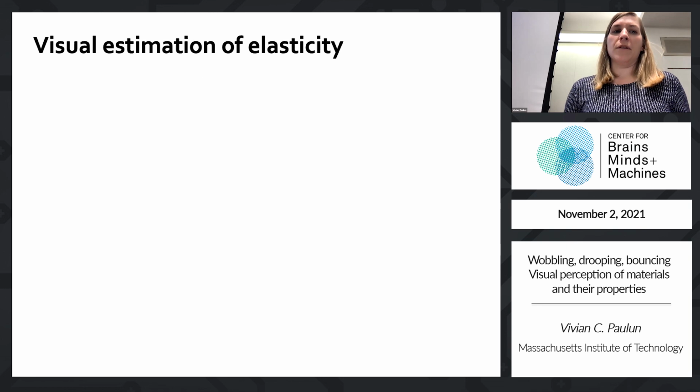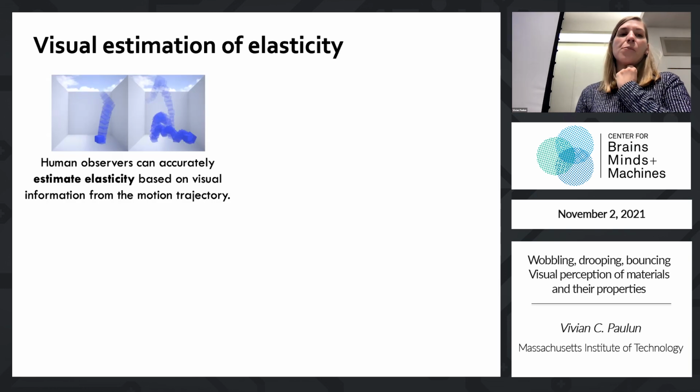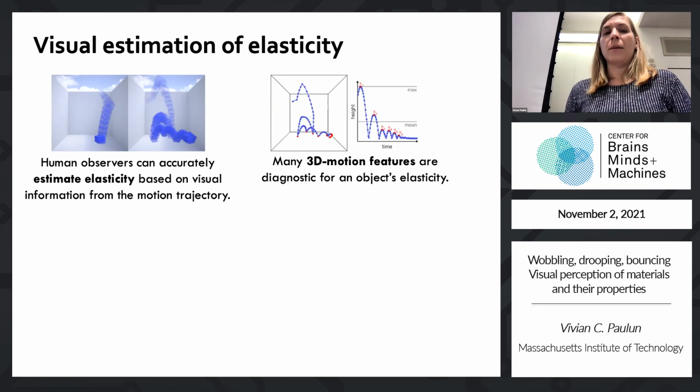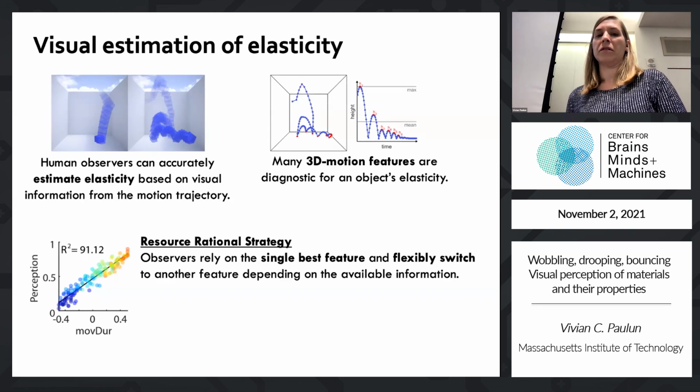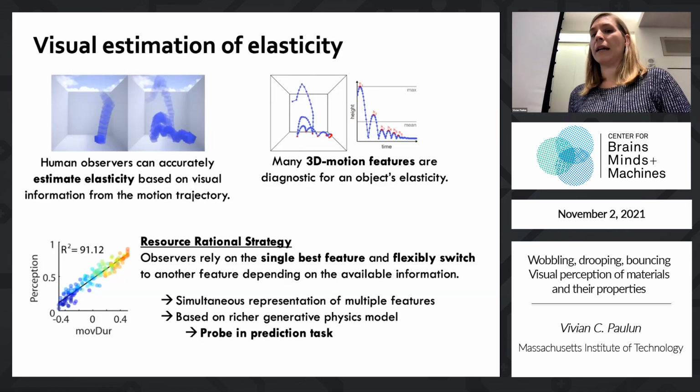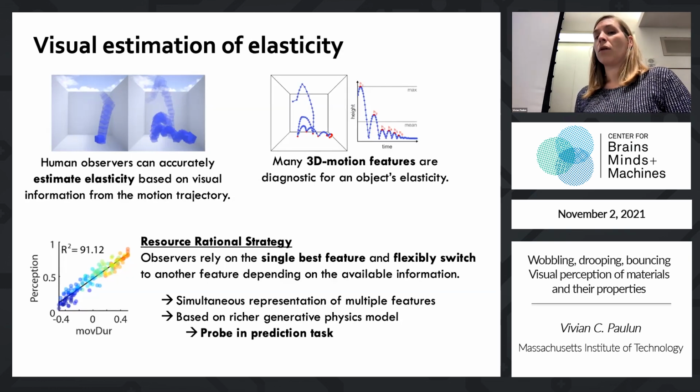Okay, so now I want to sum up this first part. Visual estimation of elasticity. We found that human observers can accurately estimate elasticity based on visual information from the motion trajectory. We found that many 3D motion features are diagnostic for an object's elasticity. And our results suggest that people use a resource rational strategy. They rely on the single best feature and they can flexibly switch to another one if this information is not available anymore. And this implies that observers represent multiple features simultaneously. Potentially they are derived from a generative physics model.